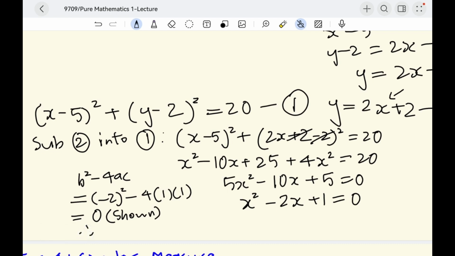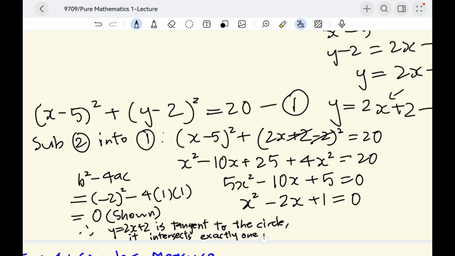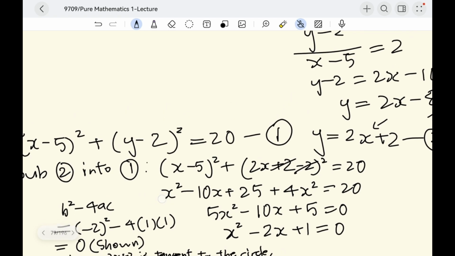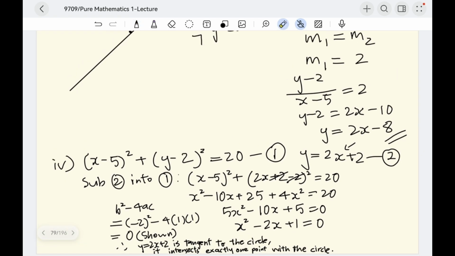You have to write the statement over here. So y equals 2x plus 2 is tangent to the circle because it intersects exactly one point with the circle. Okay, that's the end of proving that this line is a tangent to the circle.